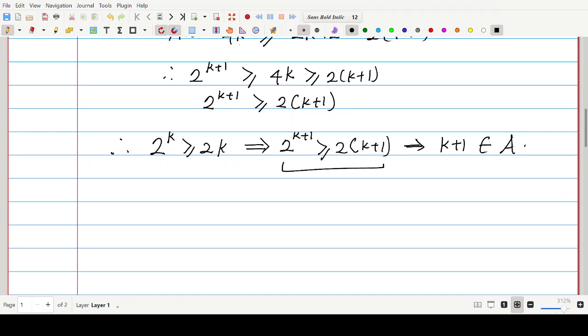And since that is the case, it follows that the statement is true for all positive integers n. That is, therefore, n is an element of A. In other words, the set A is the set of all positive integers. All right. So by this, we have shown that the statement 2 to the power n bigger than or equal to 2n is true for all positive integers.